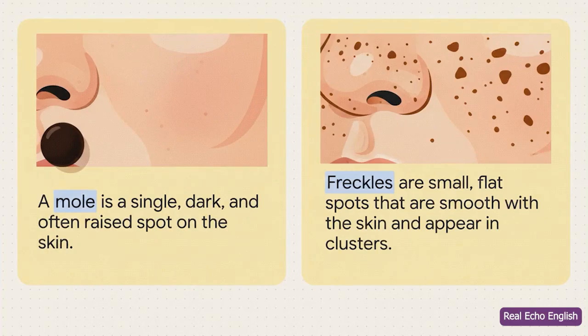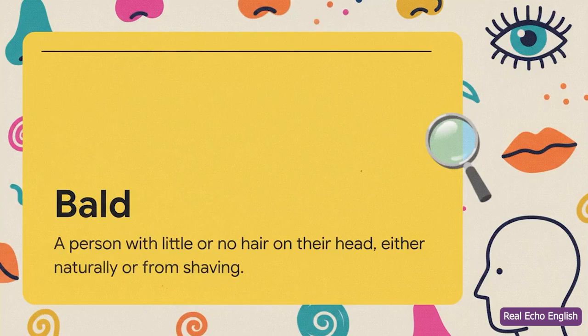The easiest way to think about it is like this. A mole is usually a single, raised, kind of 3D spot, whereas freckles are flat, 2D spots that hang out in groups. Getting this right is such a simple way to make your descriptions way more accurate. And finally, for this section, the word bald. This one's pretty straightforward, right?